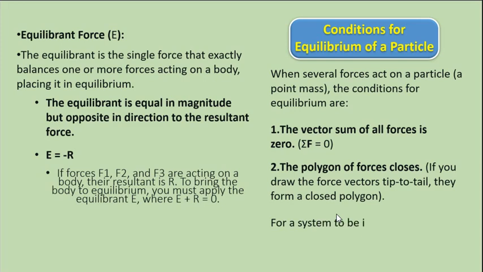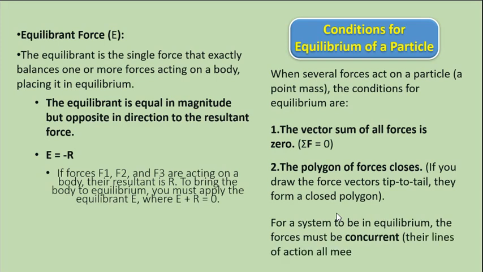For a system to be in equilibrium, the forces must be concurrent. What do you mean by the forces must be concurrent? The forces must be acting at a point. And not only being concurrent, the forces must also be coplanar. Being coplanar means all the forces act on the same plane. So these two conditions are very important for a system to be in equilibrium.